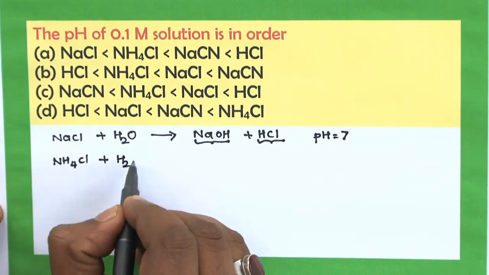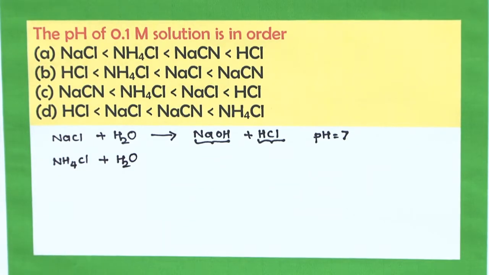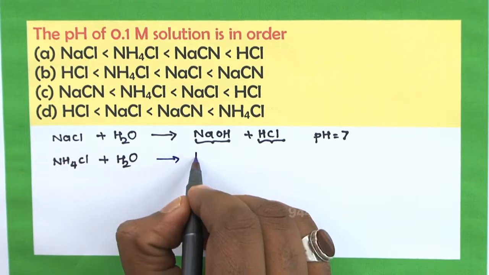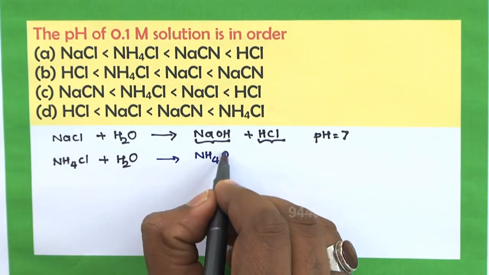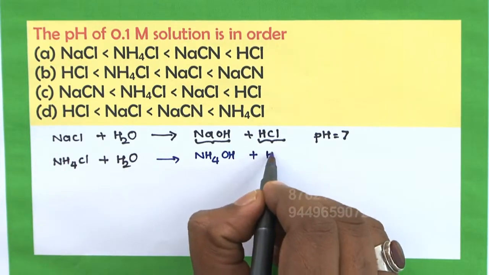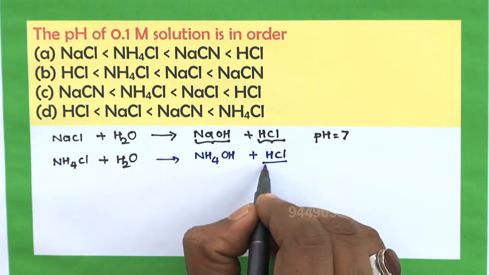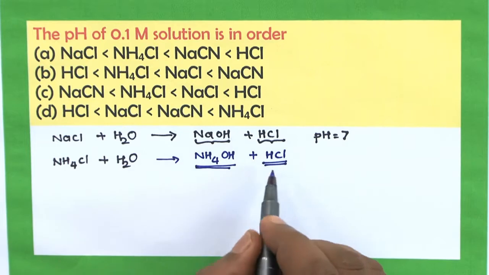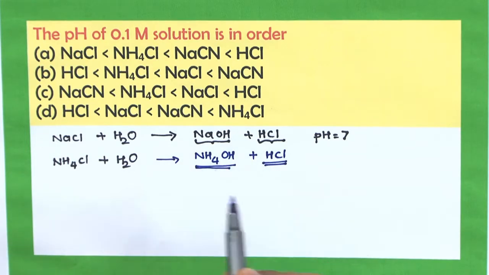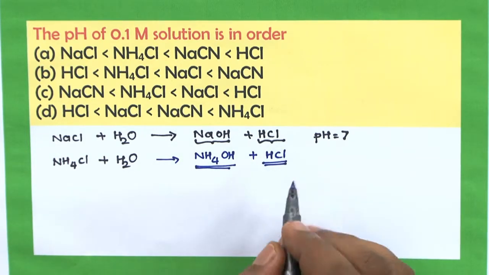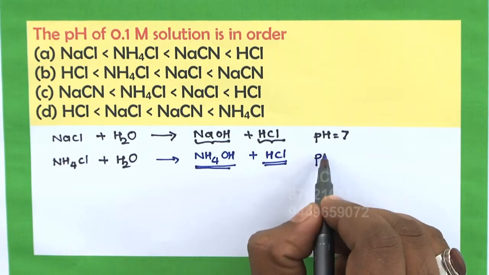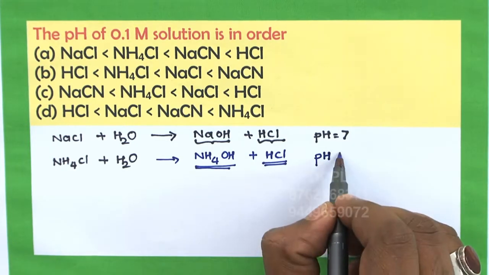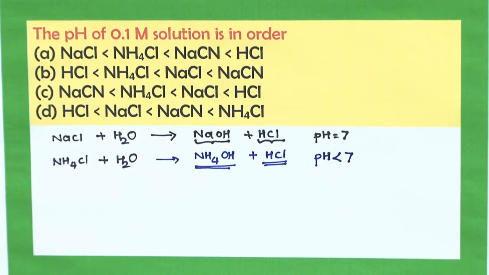Ammonium chloride on hydrolysis, when you treat ammonium chloride with water, you get ammonium hydroxide plus HCl. HCl is a strong acid and ammonium hydroxide is a weak base. So here the concentration of H plus will be greater than OH minus because HCl undergoes complete dissociation, and the solution will be acidic. If the solution is acidic, the pH will be less than 7.